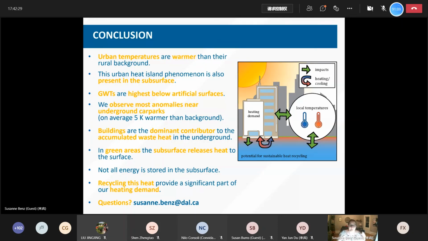Quantifying this heat, we can now say that buildings are the dominant contributor to the accumulated waste heat in the underground, and that green areas actually release heat from the subsurface to the surface. We cannot account for all energy stored in the underground, but we also know that recycling this heat provides a significant part of our heating demand.